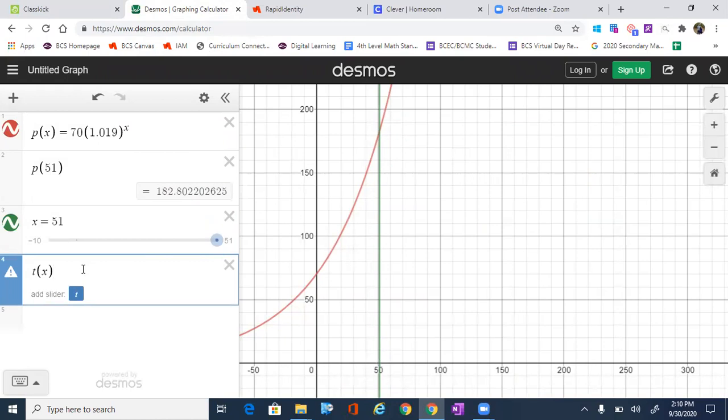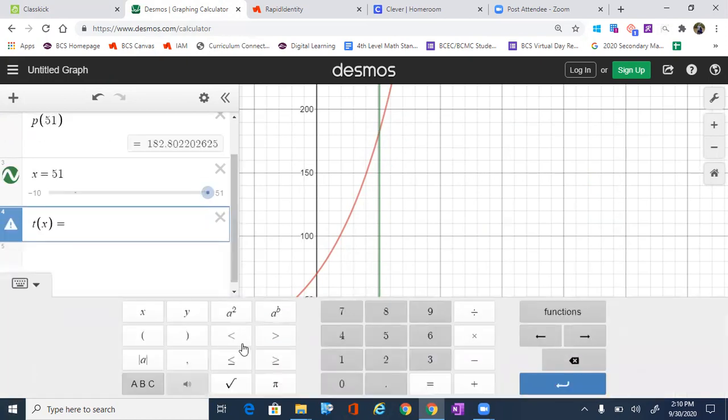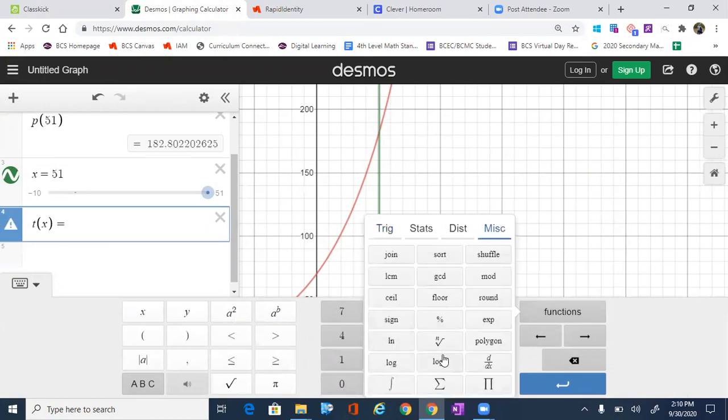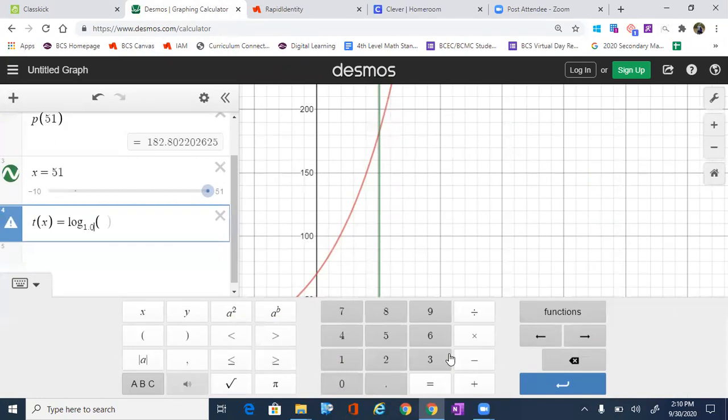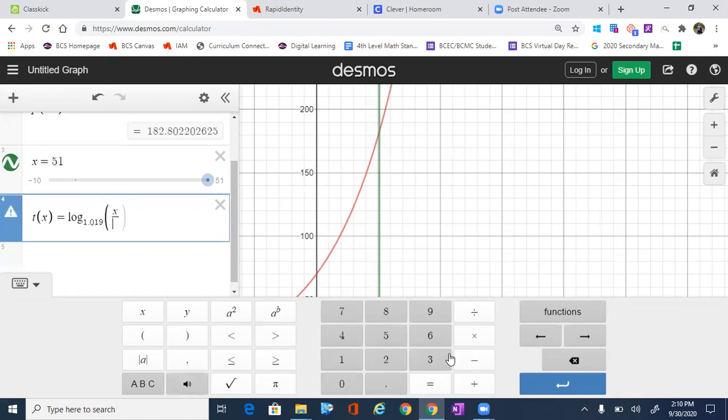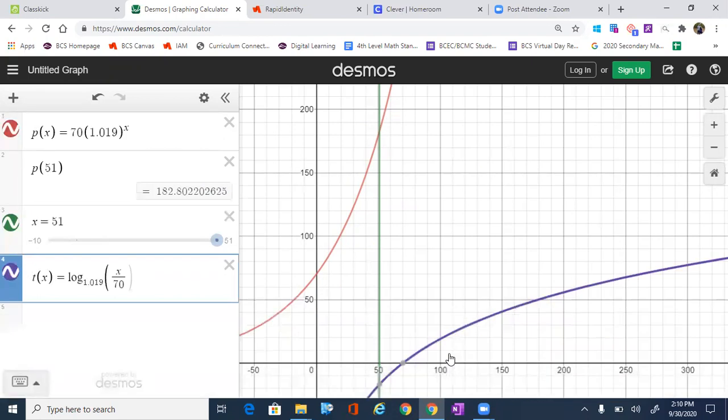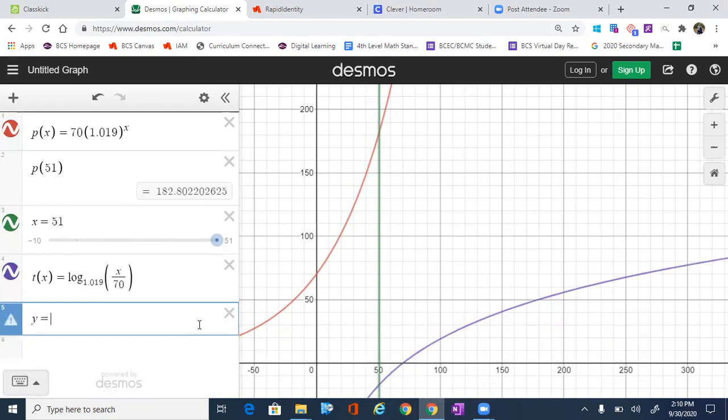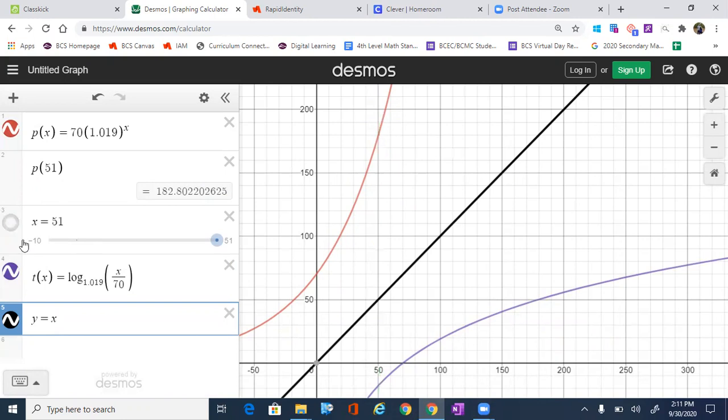Remember, Desmos does not like having an inverse, so I'll just call it t of x equals log. We're going to put in our log value. I'm going to come over to log, put in my base 1.019, and then I'm going to put x divided by 70. Now, in order to check to make sure that our inverse is correct, and we always need to do this, I always put my line y equals x to make sure it's a reflection, and it looks like a really nice reflection right now, okay?